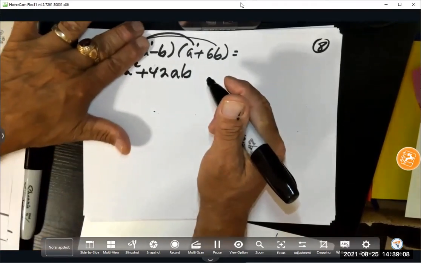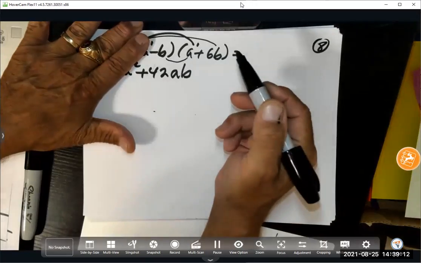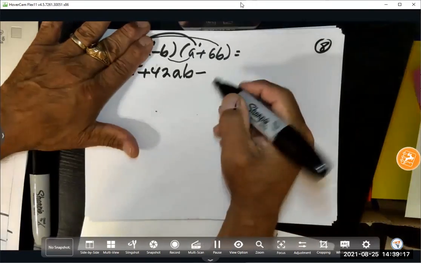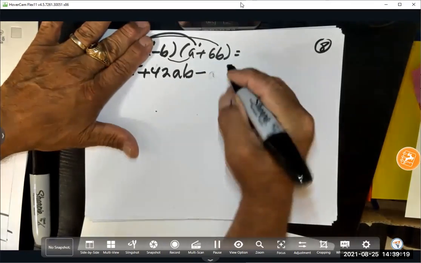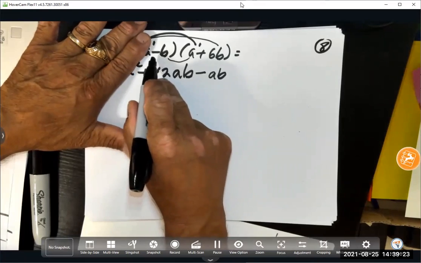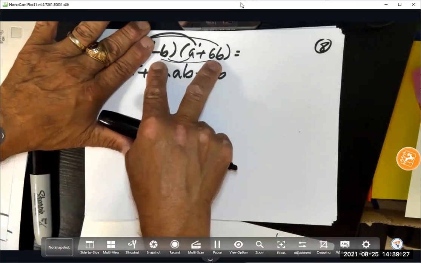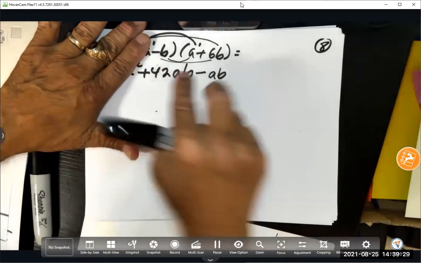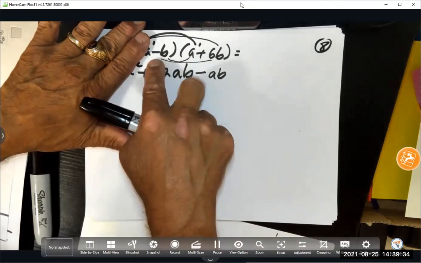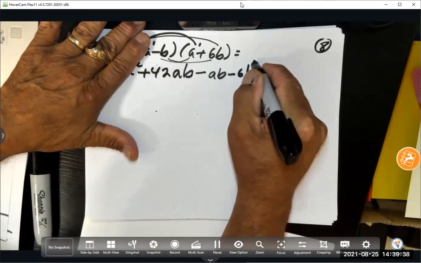Now this one. Negative b times a, or a times negative b. What do you think that's going to be? Negative ba, or ab. And I'm going to tell you why I put it this way in a second. And what's negative b times a positive 6b? Negative 36b? Well, this is a b and that's a b. Oh, that's a b. I thought it was a 6. Negative 6b squared. Yes or no?